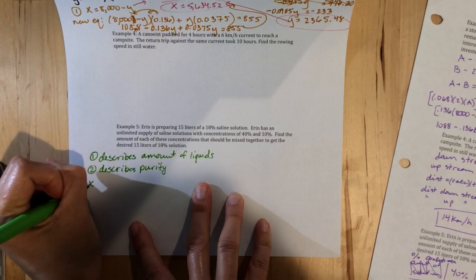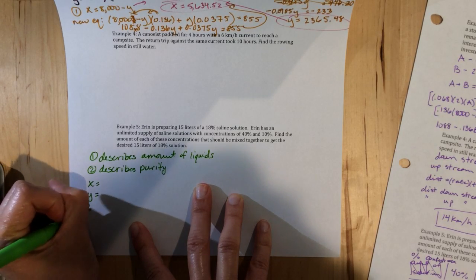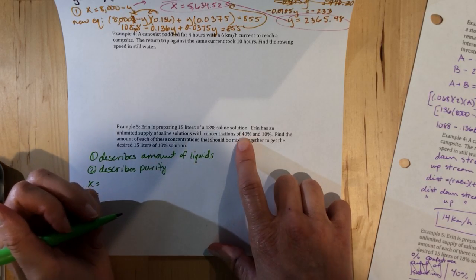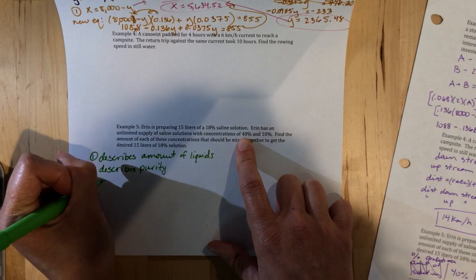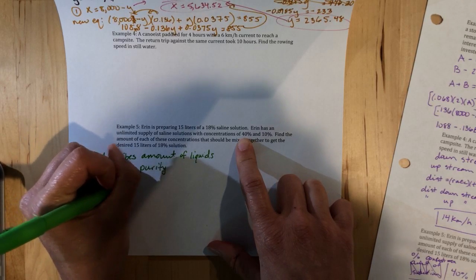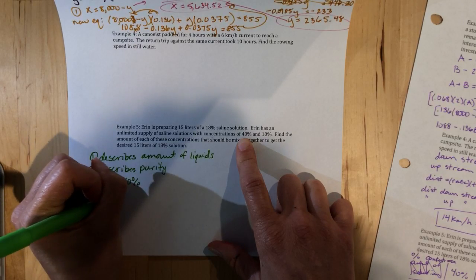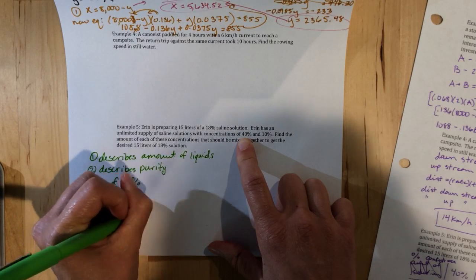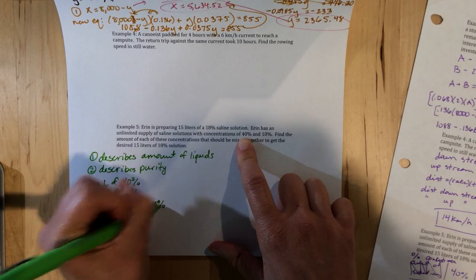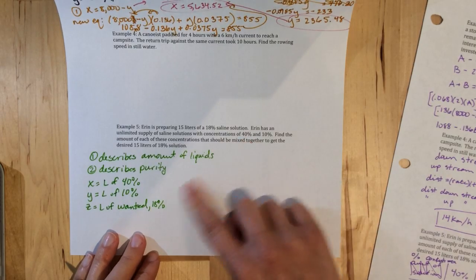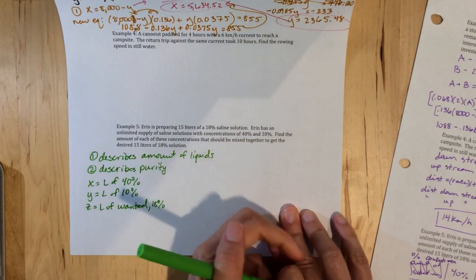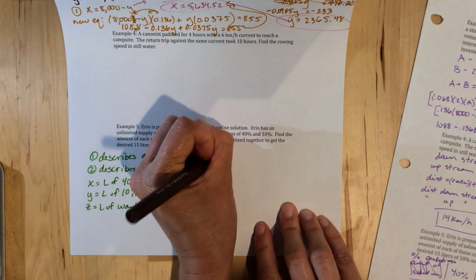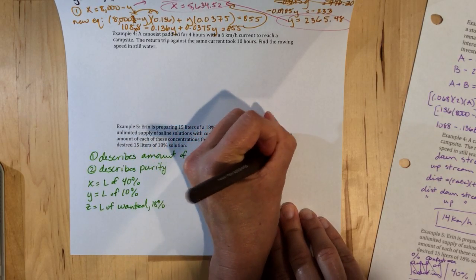So here, I like to say I have my x, y, and z. X is one that I have, so I've got, let's see, this is liters of my 40%, liters of my 10%, and then liters of my wanted solution, in this case, is 18%. So, to go from here, very similar to what we did in example 3, we have 1, that x plus y has to equal z.